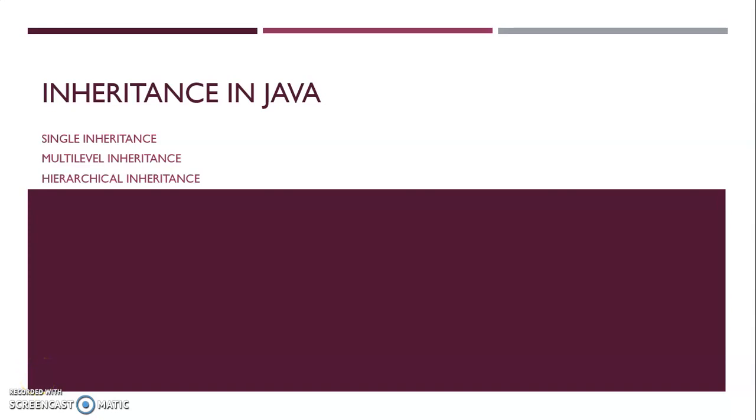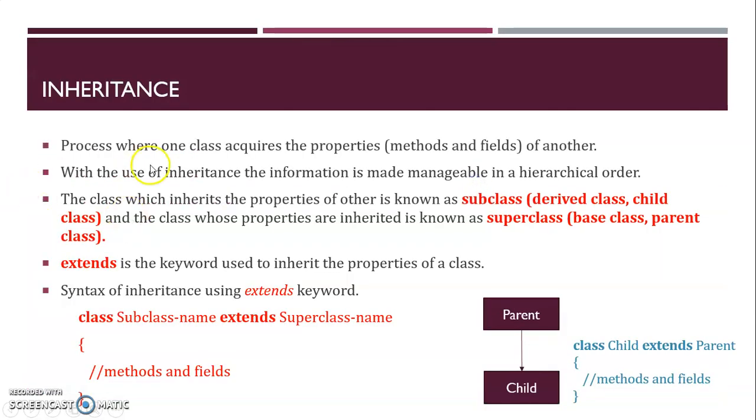Dear students, this lecture deals with inheritance in Java. You have studied inheritance in C++, so you all know that inheritance can be defined as the process where one class acquires the properties of another class. You all know which are the properties of a class. Properties means the methods and fields that are defined inside a particular class.